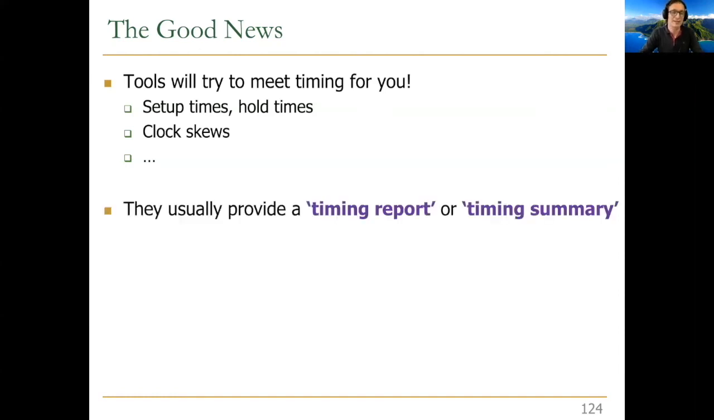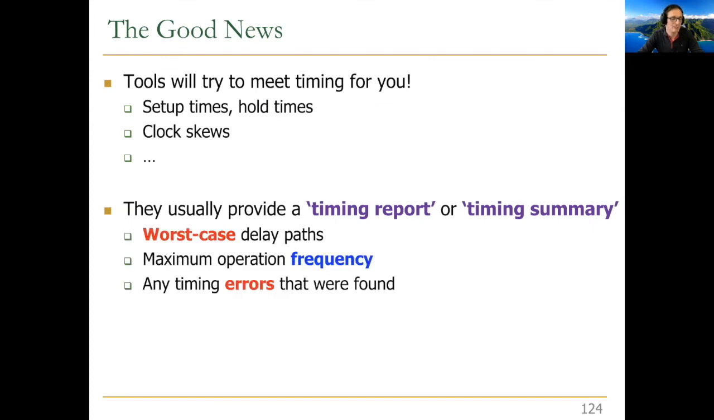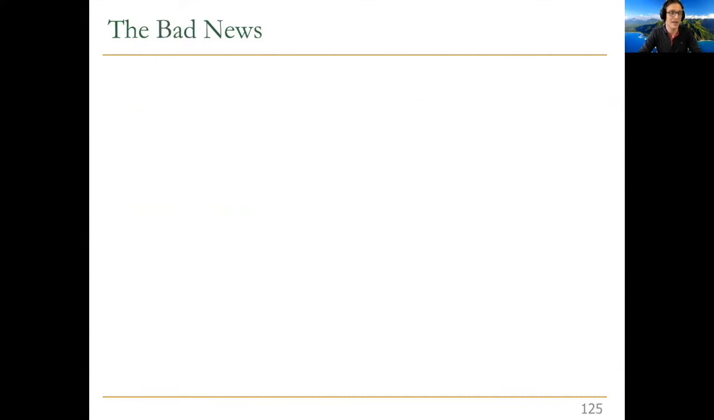But unfortunately, they may not always meet the timing. They usually provide some sort of timing report, timing summary. They give you worst case delay paths as much as they can discover them, maximum operation frequency they expect, any timing errors that were found. They may be conservative in these. These tools are not exhaustively exploring the space, because exhaustively exploring space actually takes years, as we saw. So they may give you some idea of your timing. And you may go back and fix your timing based on these tools, but you always need to be careful about how much you rely on the tools.